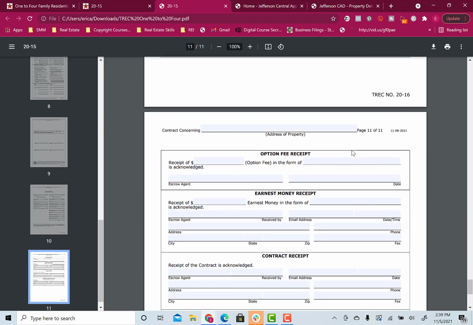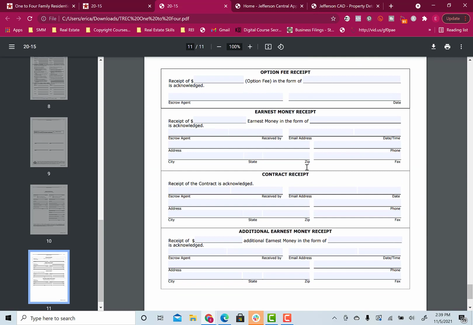And then finally, the last page has to do with the option, earnest money, contract receipt. So this is filled out by the title company. In previous years, the option fee went directly to the seller, but more recently it's going to title, and title is holding on to it in the escrow as well. So they'll sign off on receiving it. That's why you see escrow agent now here, and then earnest money as well, and escrow agent there. So they're going to sign off on the receipt of all three of these once you've sent it in.